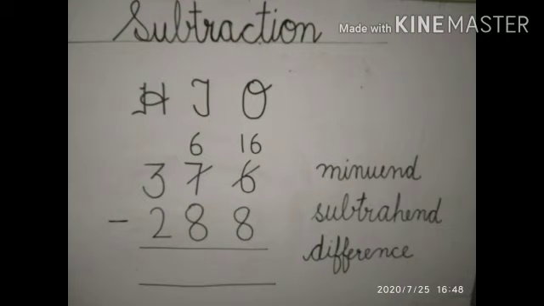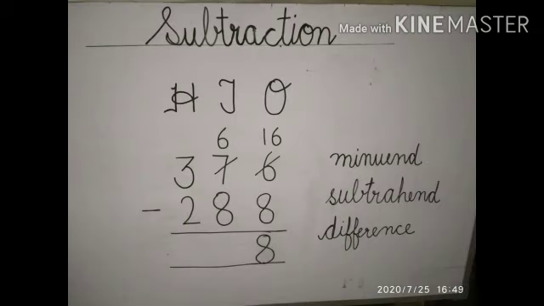Now we have to subtract 8 from 16 at ones place. We will count it on block and then we will subtract 8 from 16. 1, 2, 3, 4, 5, 6, 7, 8, 9, 10, 11, 12, 13, 14, 15, 16. From 16 we have to cut 8. And what will come? Yes, 8 will come and we will write here 8.